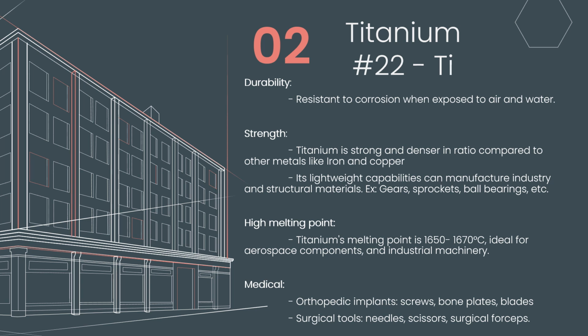With a high strength to weight ratio, titanium is both incredibly strong and lightweight, making it perfect for critical components like gears, sprockets, and ball bearings. Its melting point ranging from 1650 to 1670 degrees allows it to withstand extreme temperatures and stresses, particularly in aerospace applications. In orthopedics, titanium is used for implants such as bone plates, screws, and joint replacements. Its strength and ability to integrate with bone promote effective healing and long-term support for injuries.